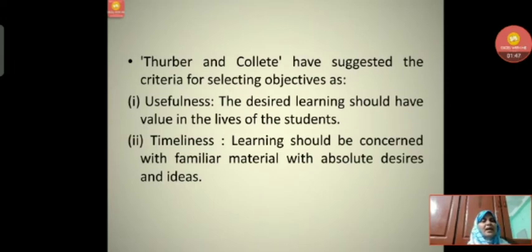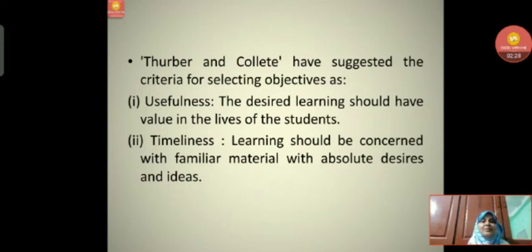Then Thurber and Collette have suggested the criteria for selecting objectives. Number one, usefulness. The desired learning should have value in the lives of the students. Obviously, when you are teaching any particular topic, you are writing some learning objectives. That means the student will be able to understand climate. Otherwise, the student will be able to differentiate weather and climate. N number of examples are there. So that usefulness should be there in whatever learning objectives are created for a particular topic.